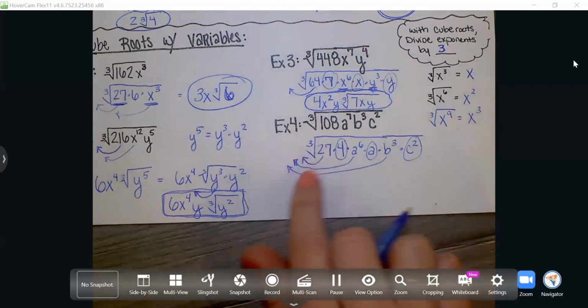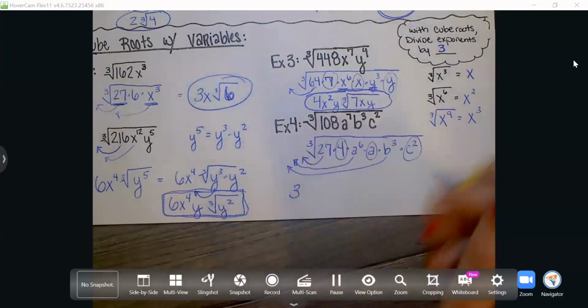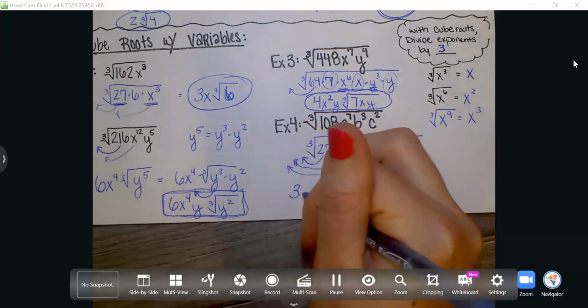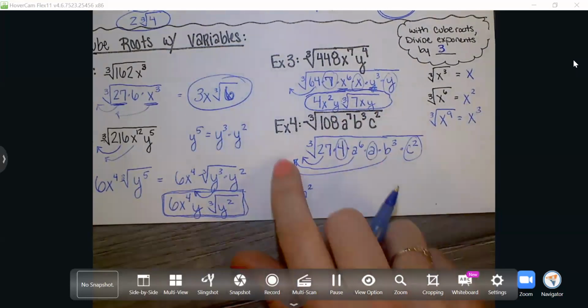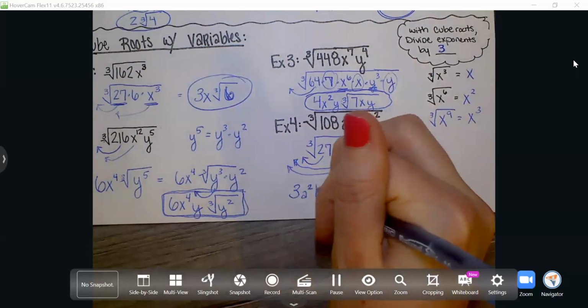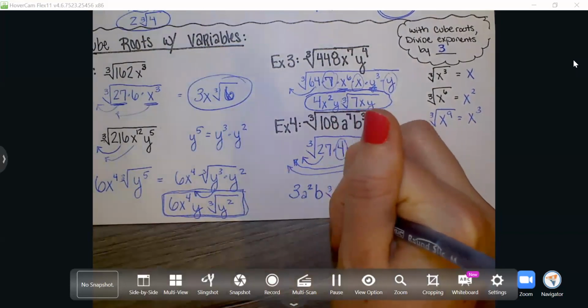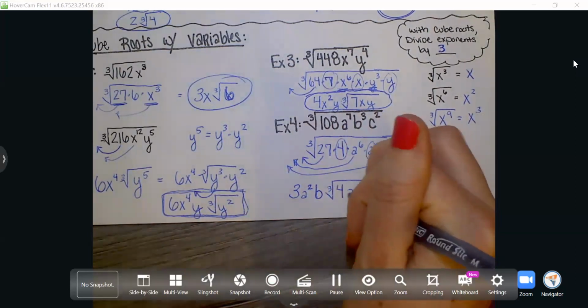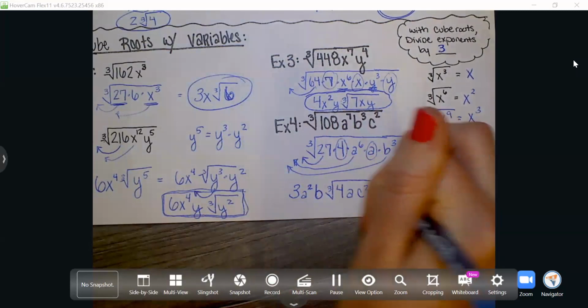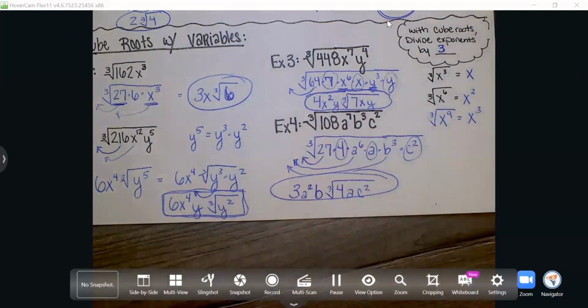So 27, when it comes out, it's a 3. A to the 6th, when it comes out, it's a to the 2nd because I'm dividing by 3. B to the 3rd, when it comes out, it's just b or b to the 1st. And then the things left underneath my cube root are 4a and c to the second. Nice big long ones. That is it for the cube roots, and you have lots of practice on the next page.